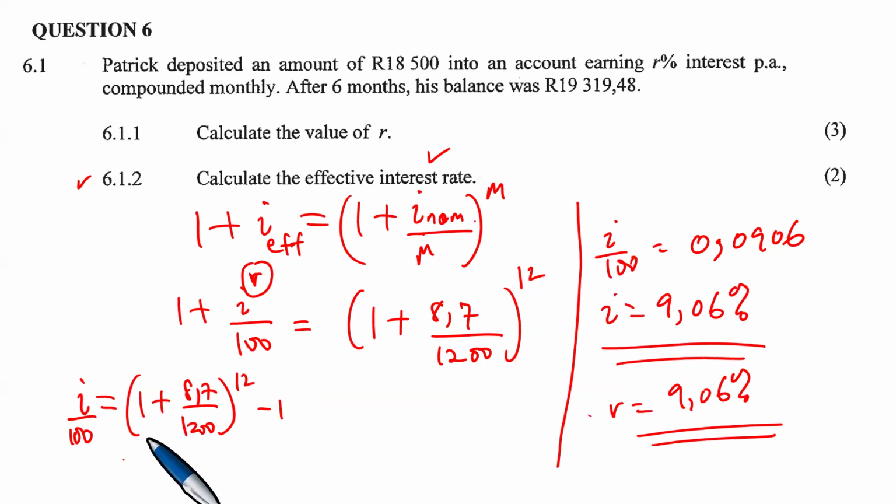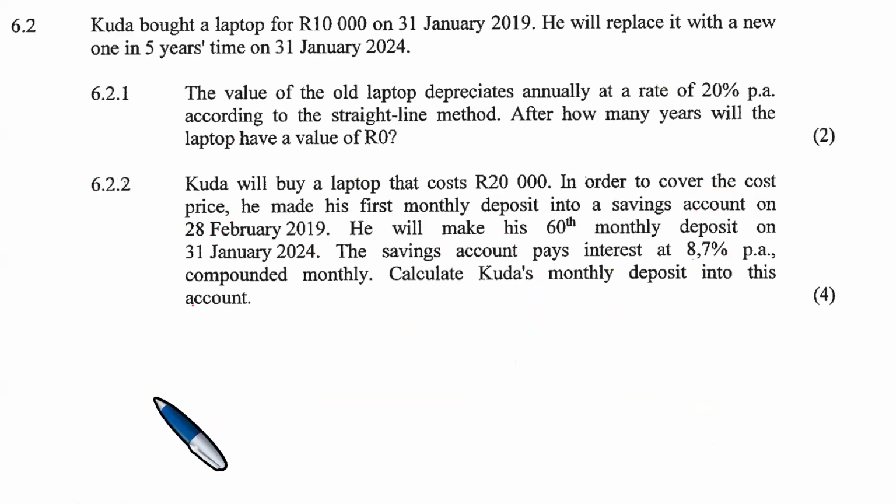Okay, next. Kuda bought a laptop for 10,000 on 31 January 2019. He will replace it with a new one in 5 years' time, on 31 January 2024. The value of the old laptop depreciates annually at a rate of 20% per annum, according to the straight line method. After how many years would the laptop have a value of 0 rand?